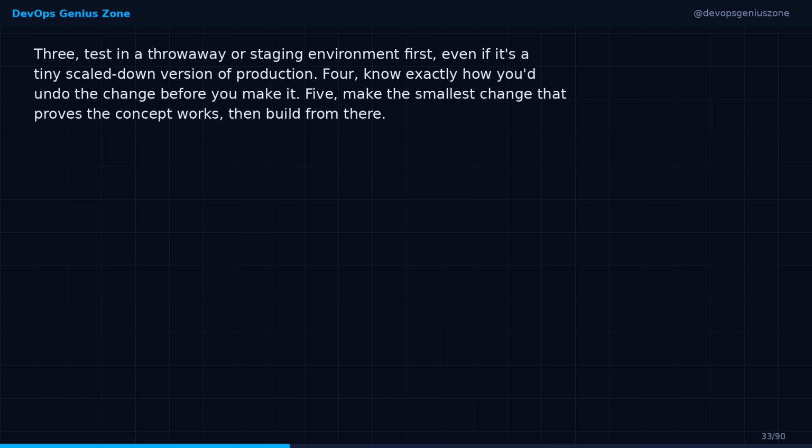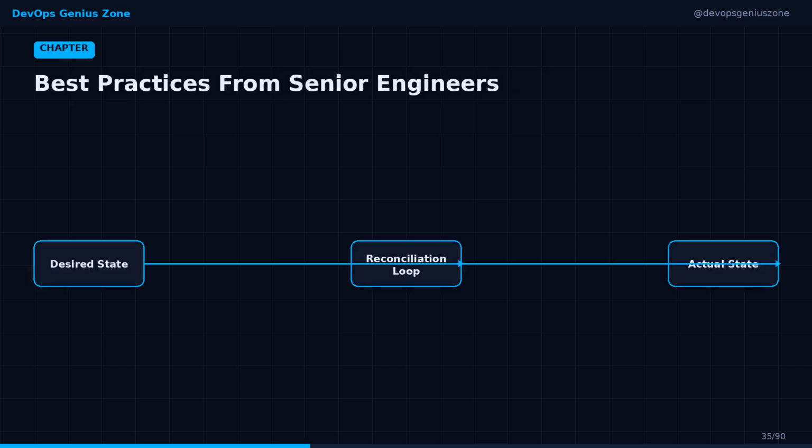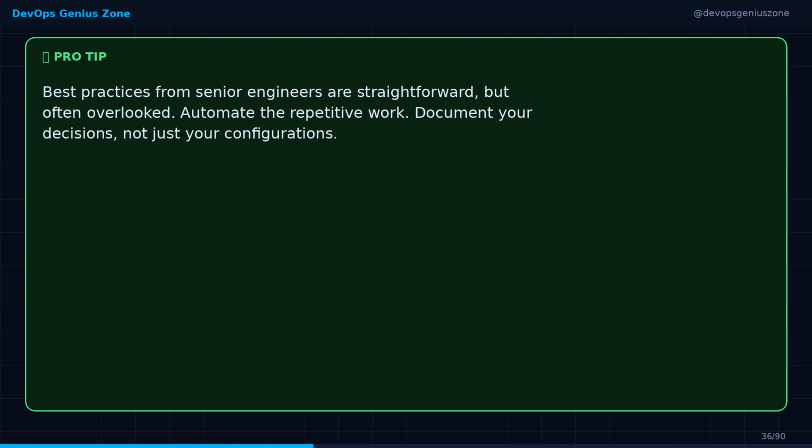Best practices from senior engineers are straightforward, but often overlooked. Automate the repetitive work. Document your decisions, not just your configurations. Test in staging before production. Monitor everything. And when something breaks, and it will, write a postmortem and learn from it. One of the most effective habits with Kubernetes StatefulSets Explained is to always ask, can I undo this in under a minute? If the answer is no, you need a better rollback plan. I also recommend setting up a dedicated runbooks repository with step-by-step recovery procedures for Kubernetes StatefulSets Explained specifically.